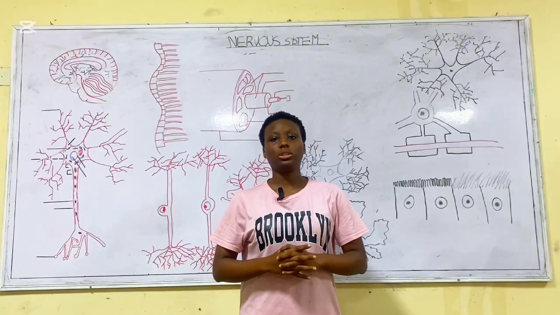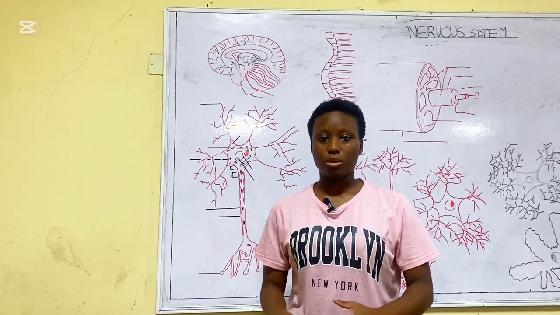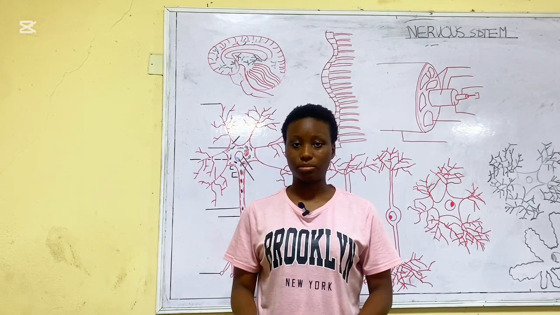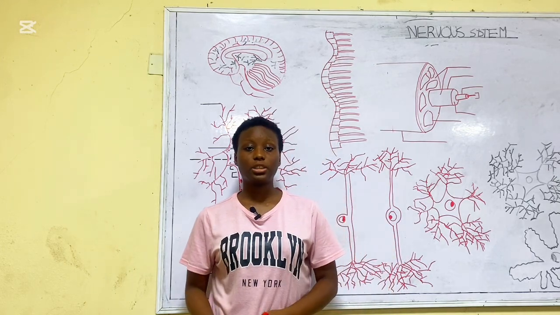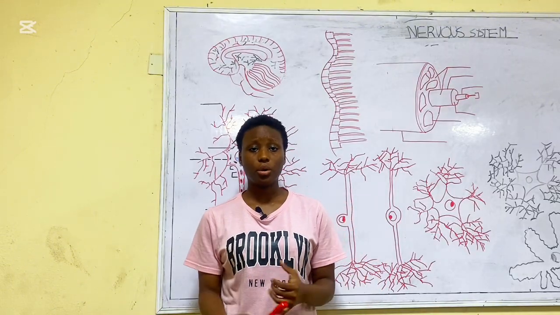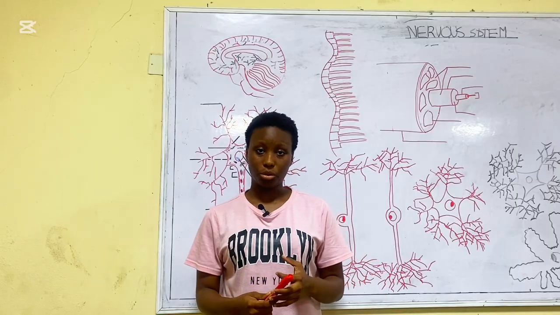Let's go into the cells of the nervous system. Now, the nervous system comprises the central nervous system and the peripheral nervous system. The central nervous system is divided into the brain and the spinal cord, while the peripheral nervous system consists of peripheral nerves, peripheral nerve cells, and peripheral neuroglia.